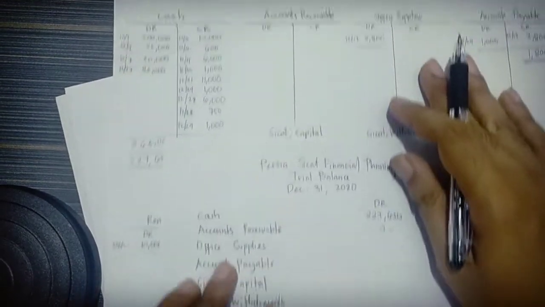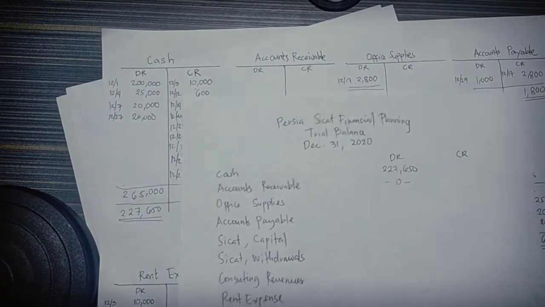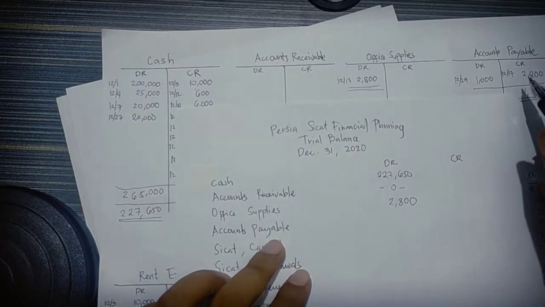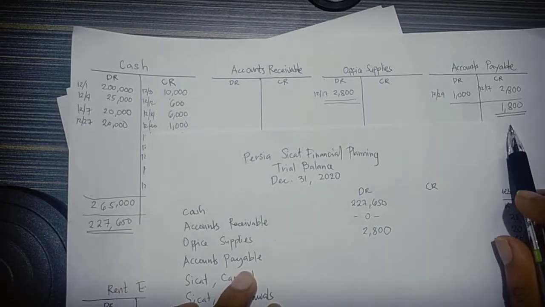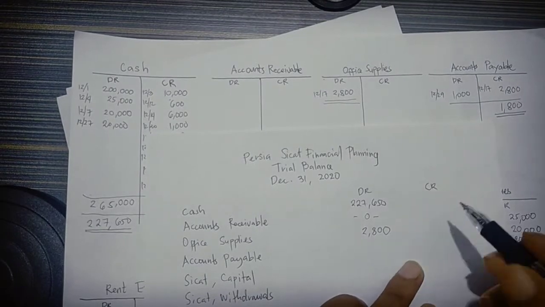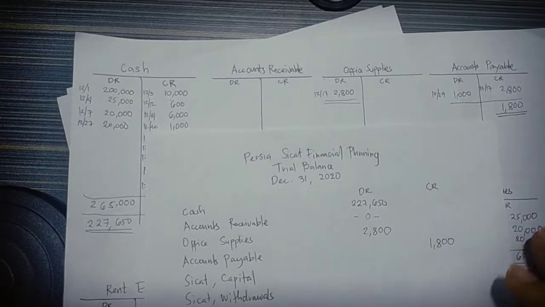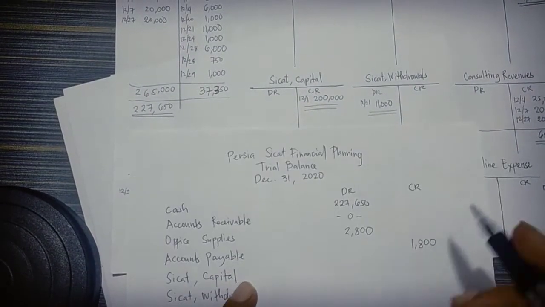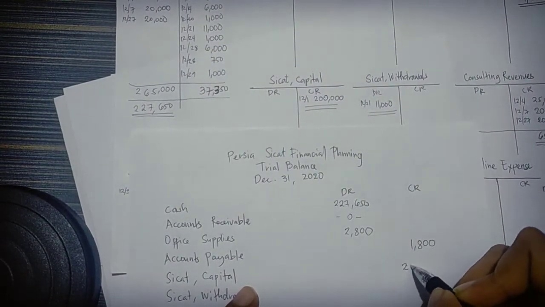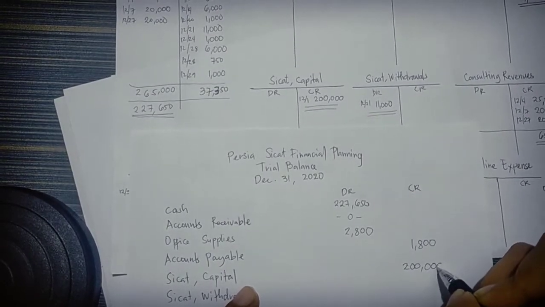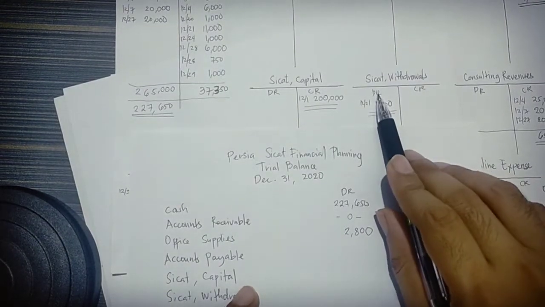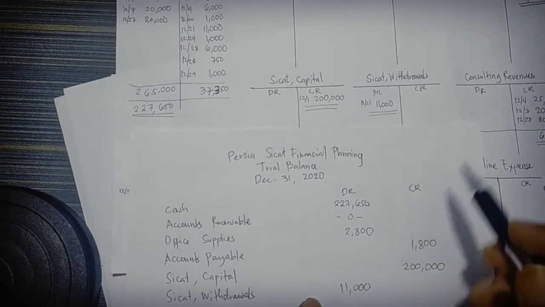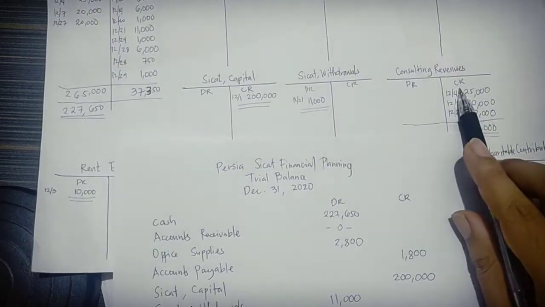Office supplies, 2,800. So, debit side pa rin siya, class. Accounts payable. Accounts payable is on the credit side. So, ilagay din natin siya dito sa credit side. Sikat capital, 200,000 on the credit side. So, dapat hindi kayo magkamali sa pag-reflect ng amount kung anong side siya, whether it is on the debit or credit side. Sikat withdrawal debit, debit side siya, 11,000. Tapos, consulting revenues, 65,000 on the credit side.